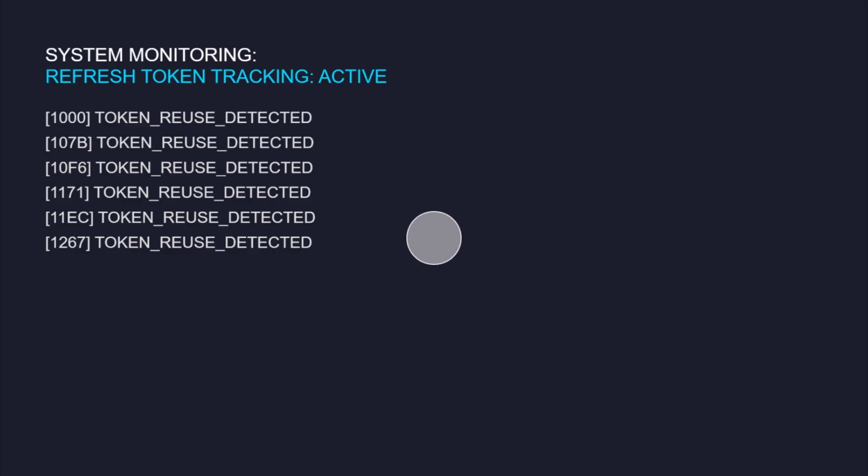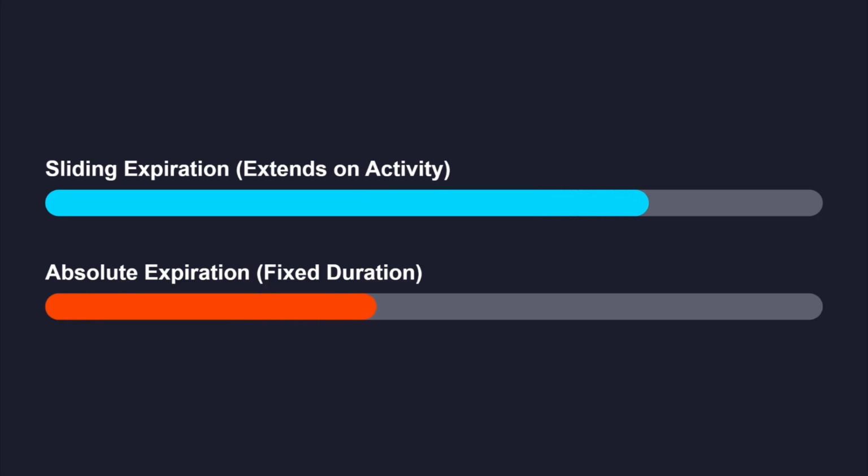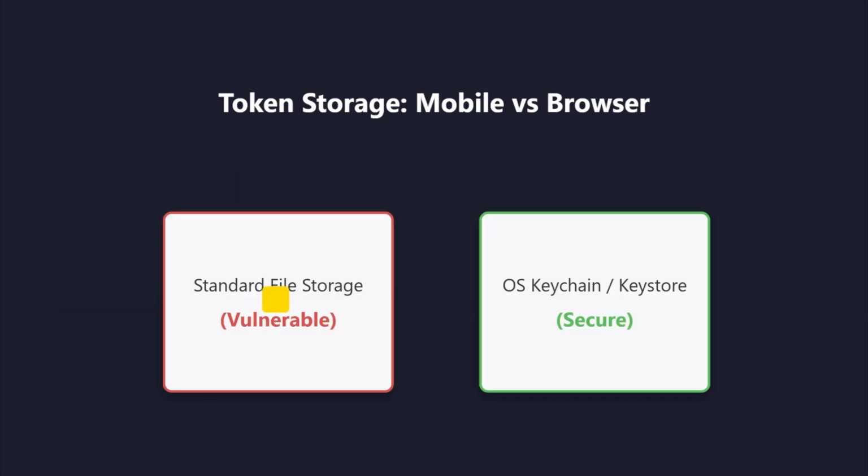Log every instance of refresh token reuse as a high-priority security event. Frequent reuse attempts from different Internet Protocol addresses suggest an active attack or a broad credential leak. The expiration of a refresh token should be absolute or sliding. Sliding expiration extends the session as long as the user is active, while absolute expiration forces a re-login after a set period. Mobile applications handle tokens differently than browsers.